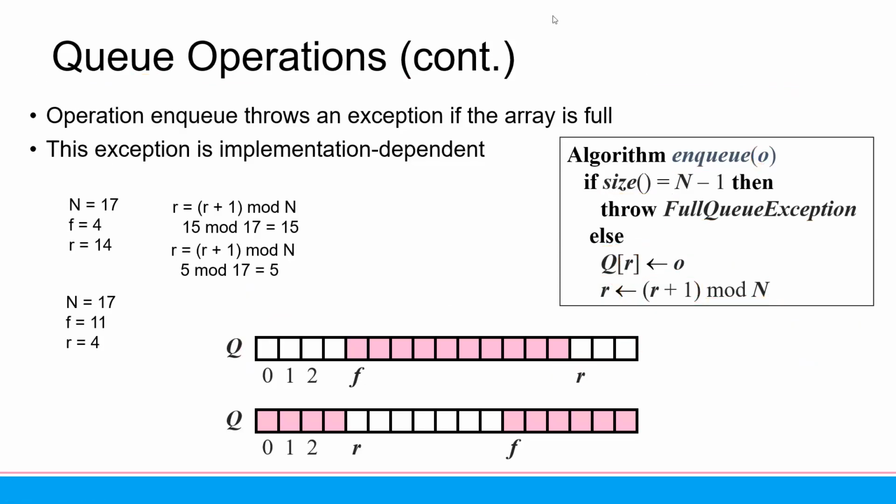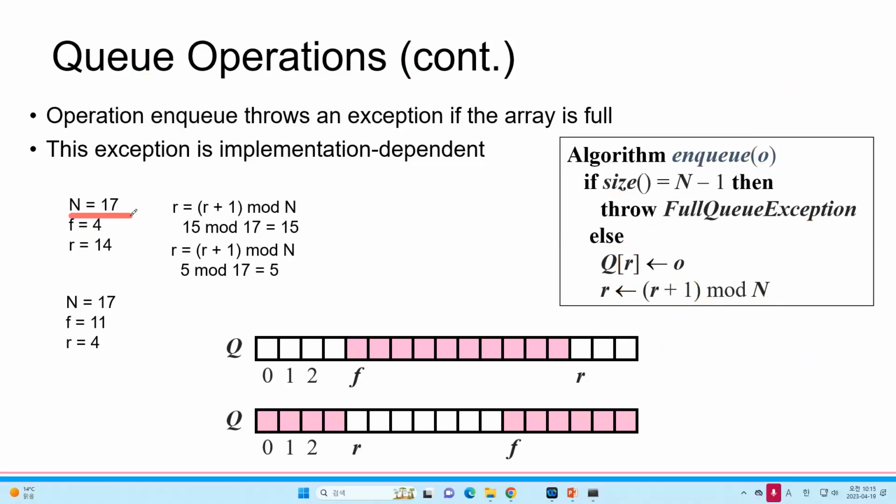So let's see, if I know that n is 17 and f is 4, and then r is 14, then if I have a new element O, r will be 14 plus 1 modulus n, then 15 mod 17. So 15 mod 17, it is 15.